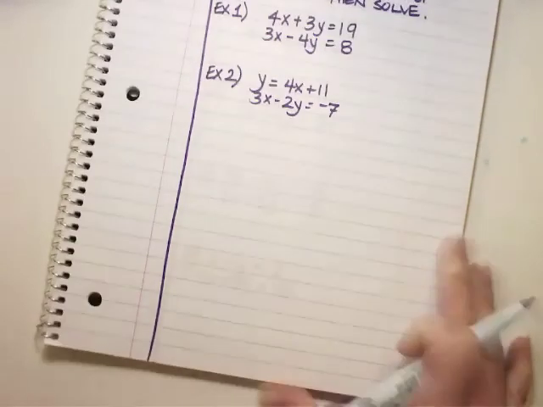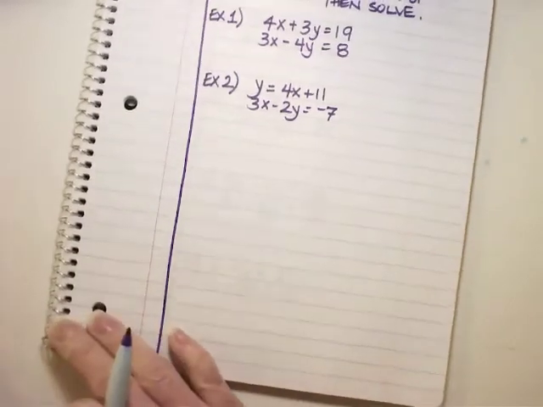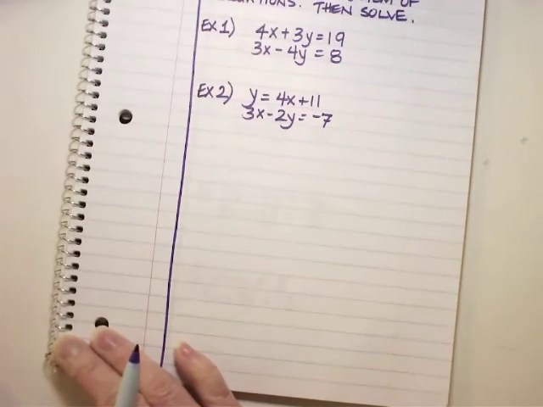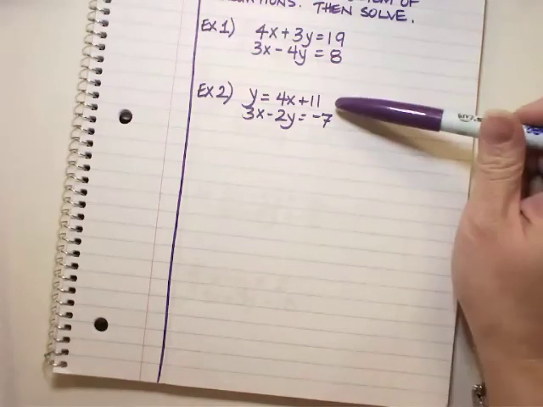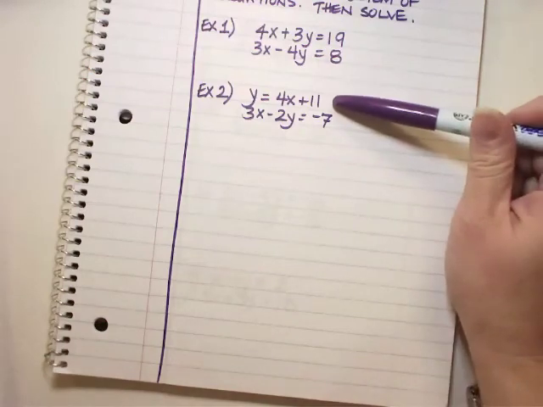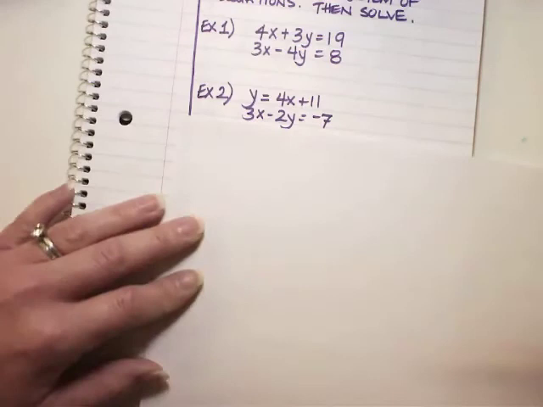The second example, I have y equals 4x plus 11 and 3x minus 2y equals negative 7. If I take a look at that one, you'll notice y is already solved. So guess which method you want to use for this one? Did I hear substitution? If so, you are correct. Let's use substitution on this one.